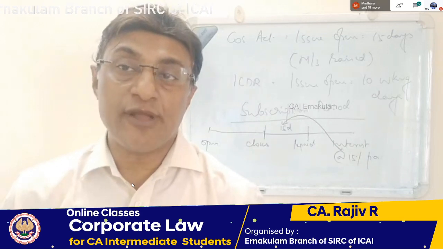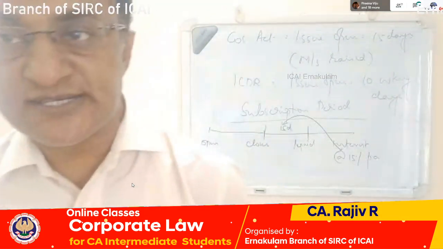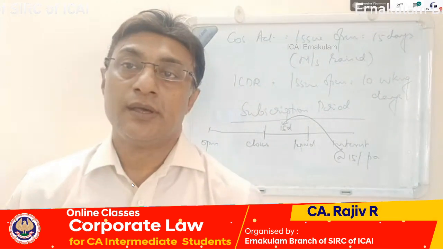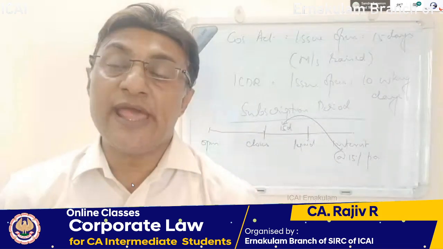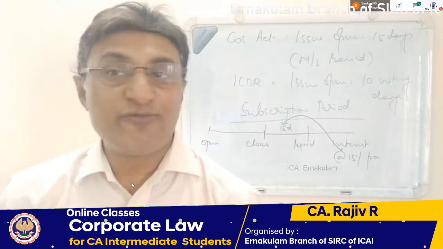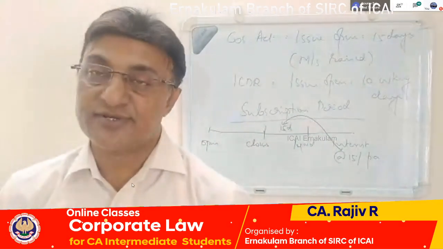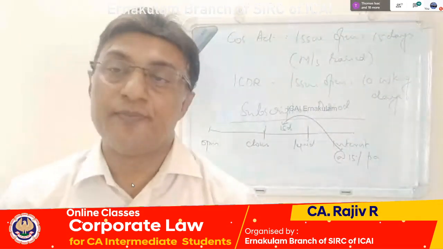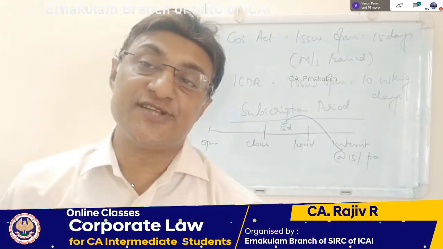Okay, again, I'm using a lot of numbers. 15 days, 10 working days, 15%, 15 days for refund without interest. Okay, so this is the provision. If you take it like a flow chart, issue closes, you have two routes, two options. One, you have received the minimum subscription. Two, you have not received. If you have received it, pass to the next stage. If you have not, close it down. Your capital issue to the public will be killed at that stage.